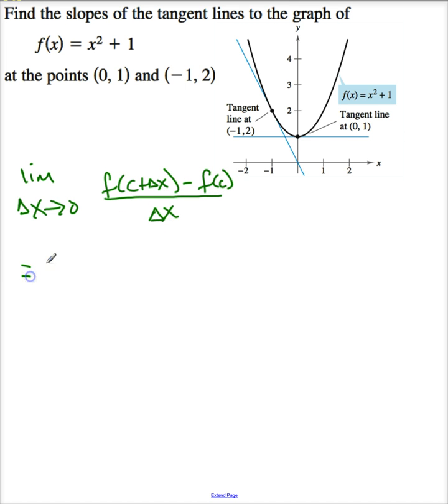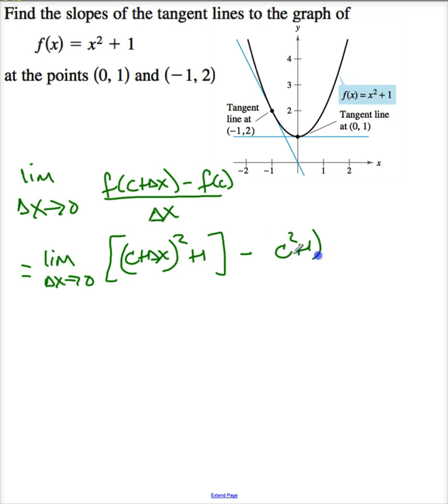Now I'm going to plug in what these are. This is the limit as delta x approaches 0 of f of c plus delta x. Everywhere I have an x in this equation, I'm going to put in c plus delta x. So this is c plus delta x squared plus 1. So that's my first term. Minus c squared plus 1 all over delta x. Okay, so life isn't quite so straightforward here.